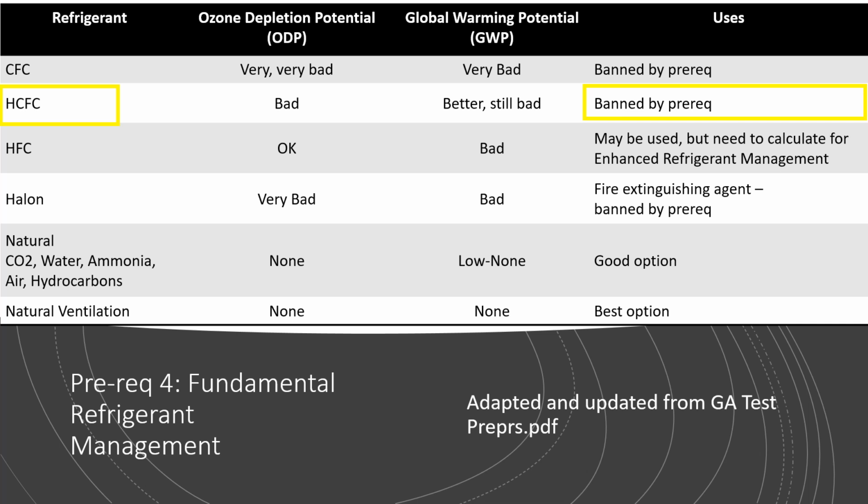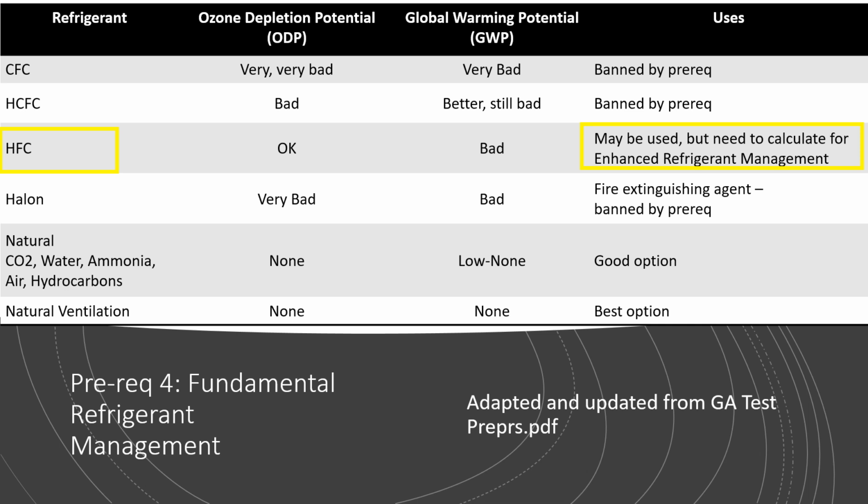Next is hydrochlorofluorocarbons, or HCFCs, a type of refrigerant which is less harmful than CFCs with a lower ODP and a medium GWP. While HCFCs aren't perfect, they're much better than CFCs when it comes to the ozone and global warming potential. However, they are still bad for global warming potential.